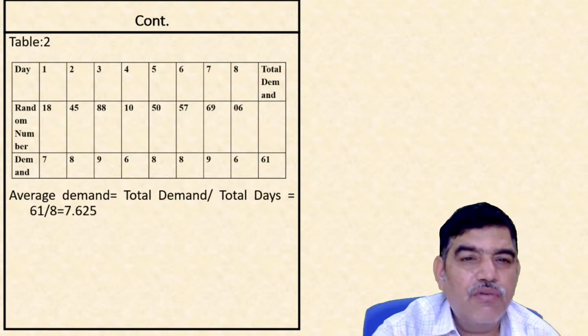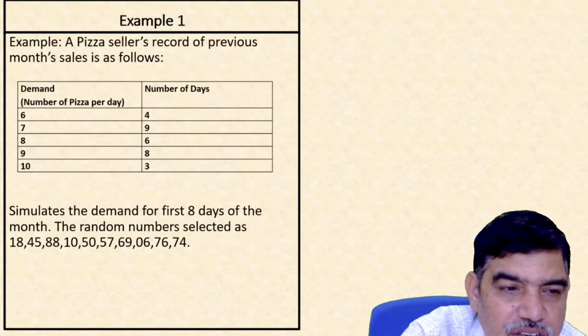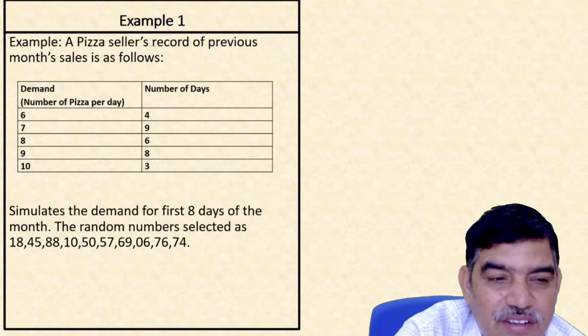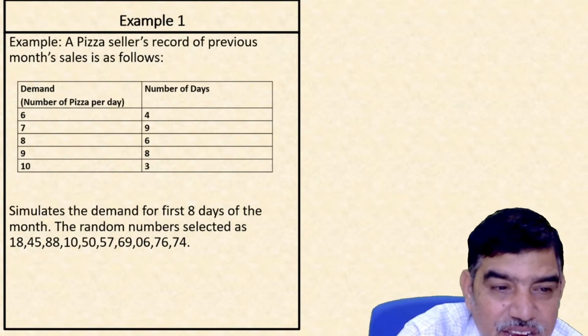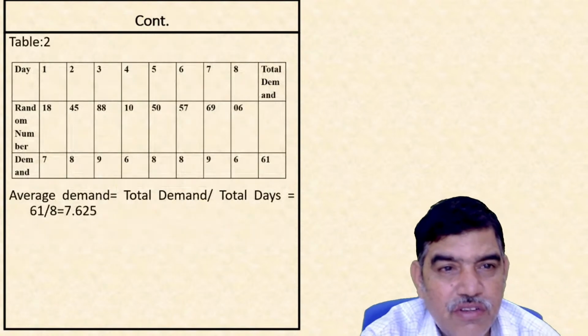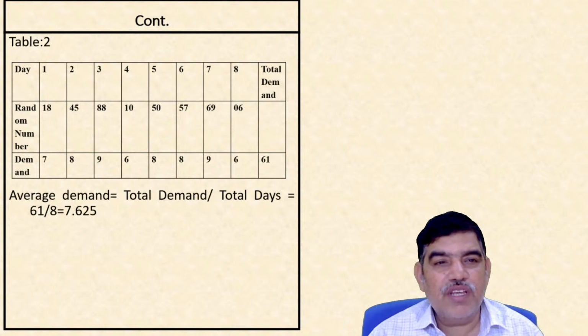After generating the random number intervals, in table 2, what is the question asked? The question asked is to simulate the demand for the first 8 days. The random numbers are already given: 1, 2, 3, 4, 5, 6, 7, 8, 9, 10. So 8 numbers. In this table, the number of days is 1, 2, 3, 4, 5, 6, 7, 8.